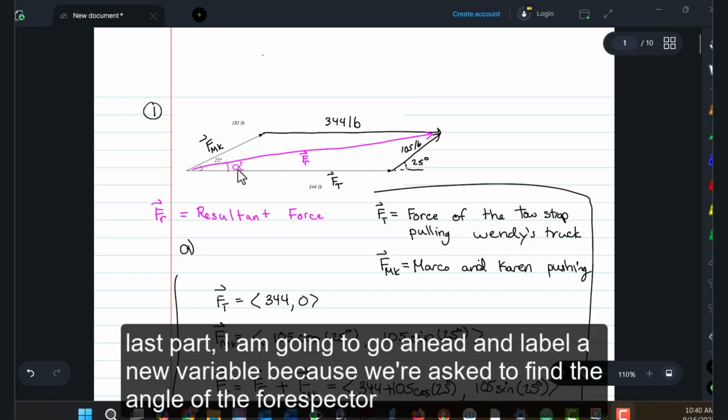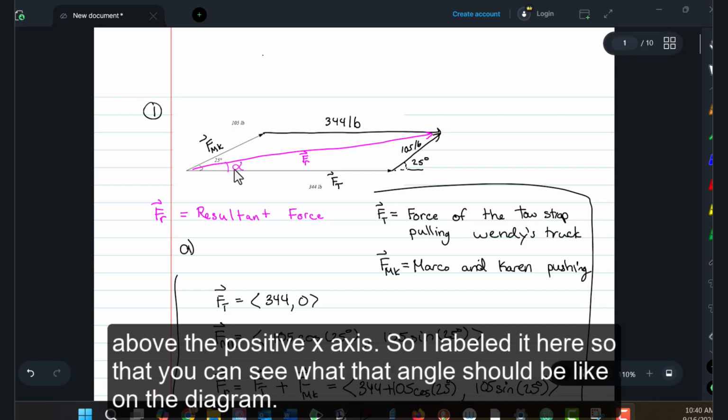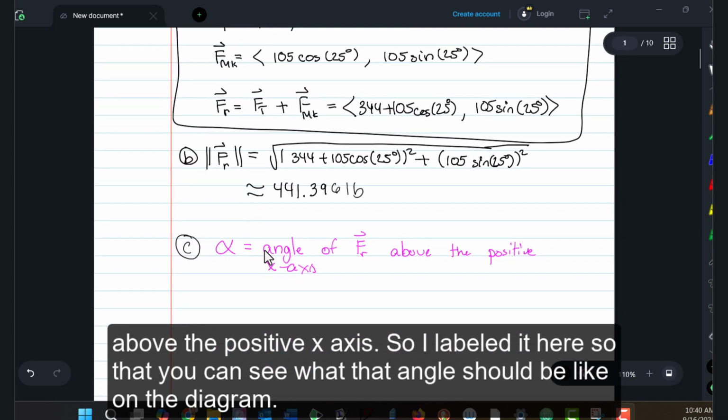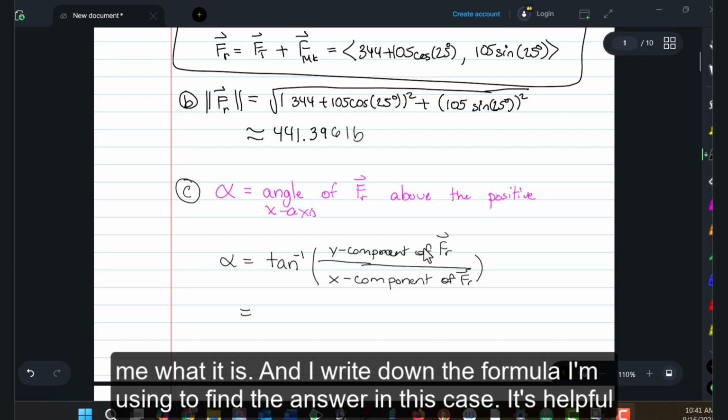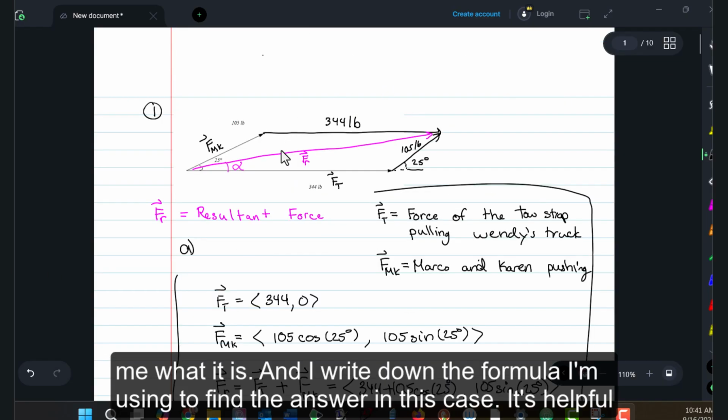For the last part, I am going to label a new variable because we're asked to find the angle of the force vector above the positive x-axis. So I labeled it here so that you can see what that angle should look like on the diagram. And I also labeled the angle over here so you know what alpha means in this case. You don't have to call it alpha, you just have to tell me what it is. And I write down the formula I'm using to find the answer in this case.